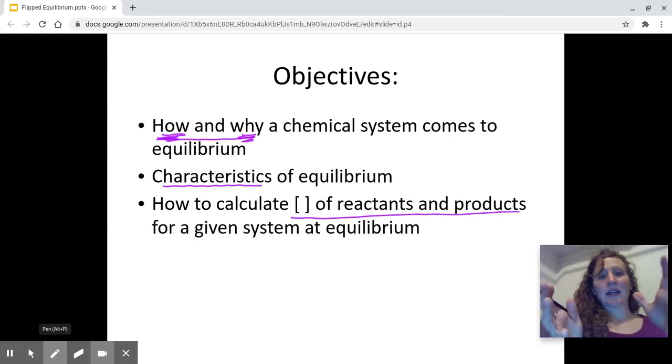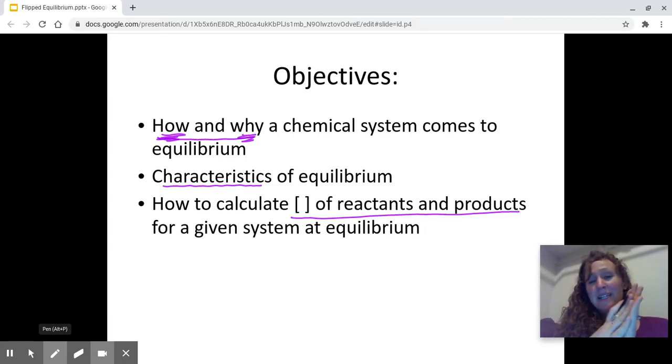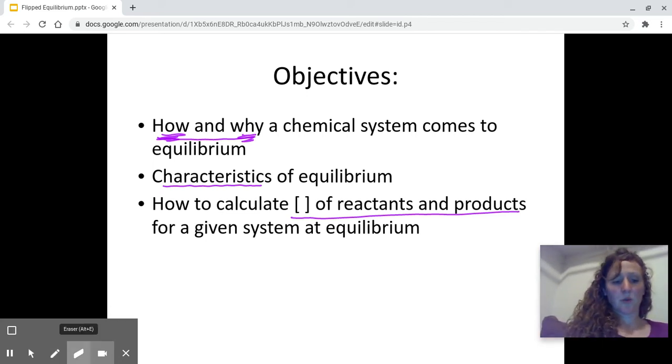We know how to calculate concentrations of reactants and products when our reaction goes to completion, right? We did this in our chemistry stoichiometry unit. But how can we do this if it stops halfway? How can we calculate those concentrations? That's what we're going to come out of this chapter with.